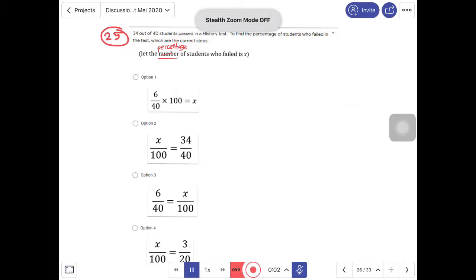34 out of 40 students pass a test. So we need to calculate the percentage of students who fail. So the failure are 6. So 6 over 40 multiply 100 equals X. Right, this is in option 1.